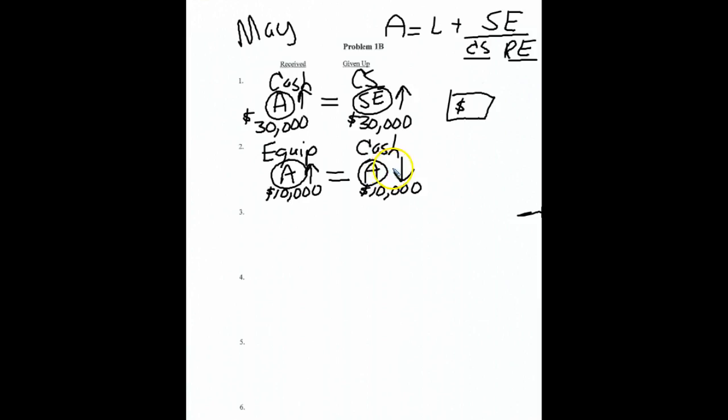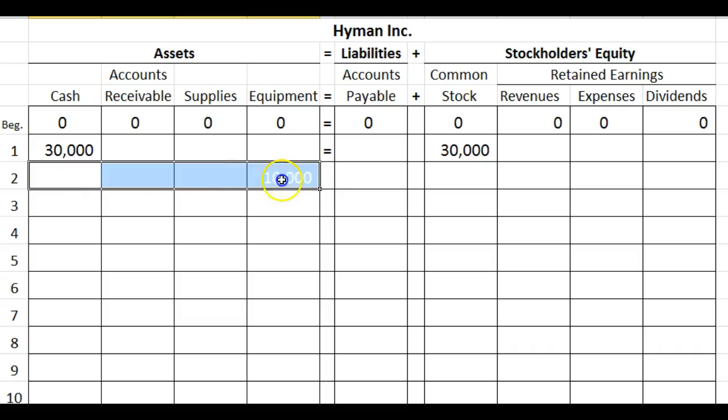It's an asset exchange. Equipment went up, causing assets to go up. Cash went down, causing assets to go down. Let's put it in the horizontal model. So we're going to show the decrease in cash and the increase in equipment. Those cancel each other out on the asset side, so there doesn't need to be anything on the other side.